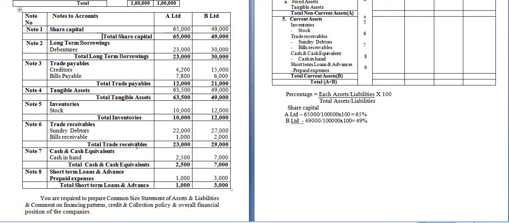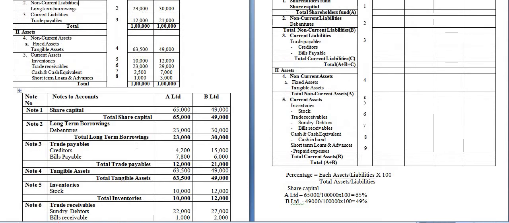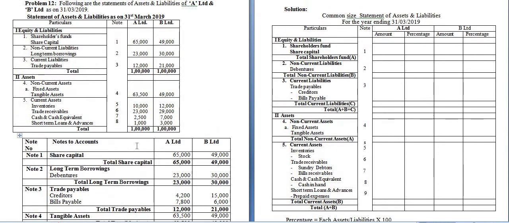Now write the solution. Next line, write solution. Heading is Common Size Statement of Assets and Liabilities for the year ending 31st March 2019. Okay. Draw the statement for one page. And as I said, we will be referring to the same format that is there in the problem. Okay. So first write equity and liabilities.